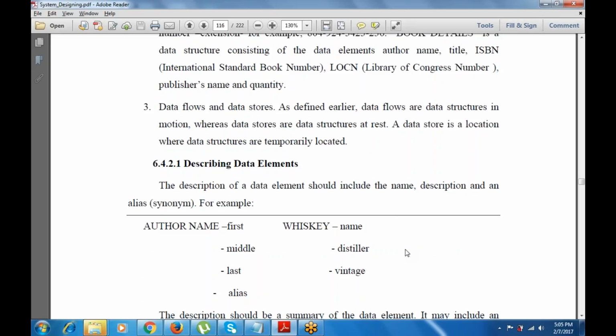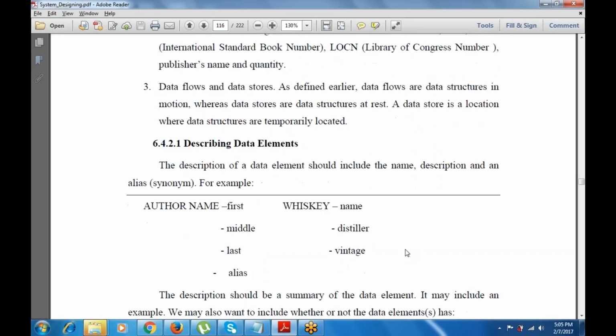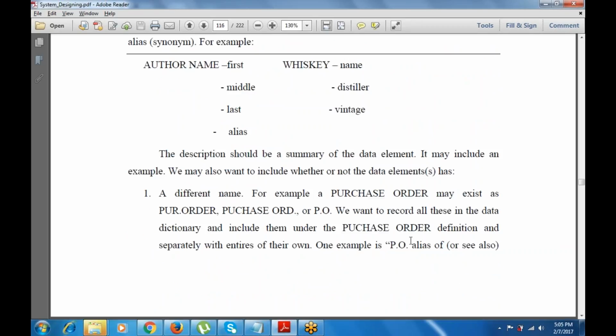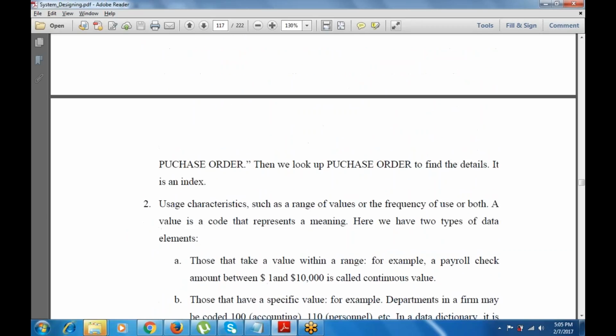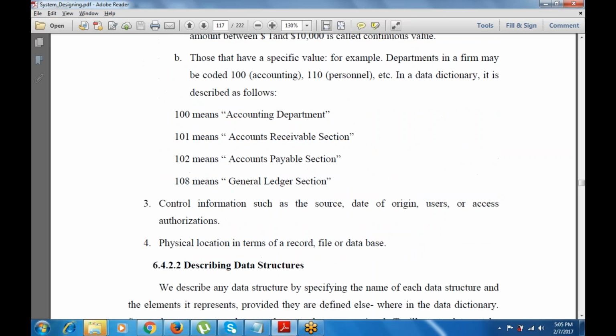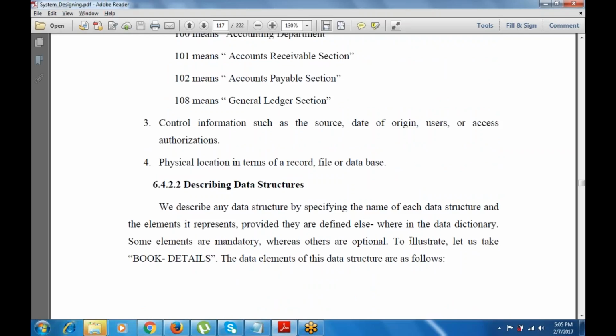The next one is describing the data elements. The description of a data element should include the name, description, and the alias, also known as synonyms. For example, author name first, then middle, then last name. The alias is a different name; for example, a purchase order may exist as a PO, or purchase order. It also includes usage characteristics such as the range of values or the frequency of use, or both.